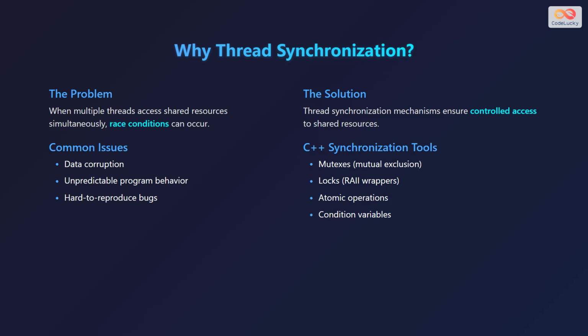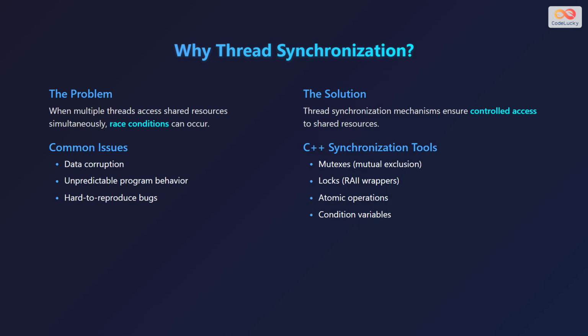Thread synchronization is important in multi-threaded programming. The problem is that when multiple threads access shared resources simultaneously, race conditions can occur, leading to several common issues, including data corruption, unpredictable program behavior, and hard-to-reproduce bugs.